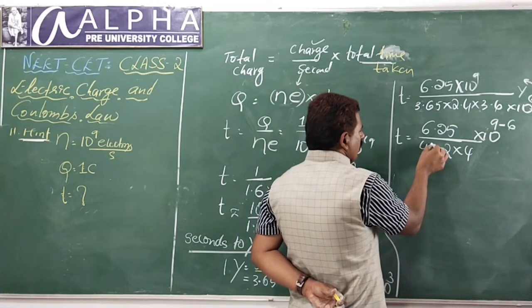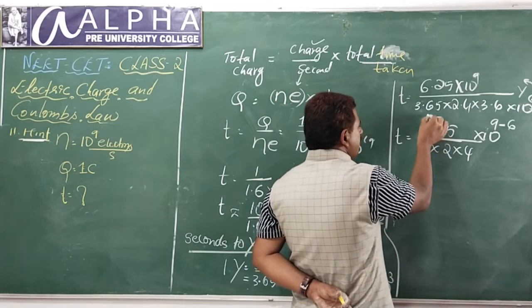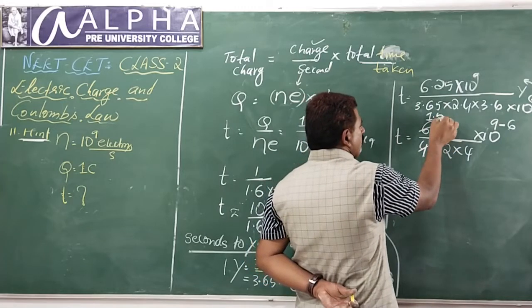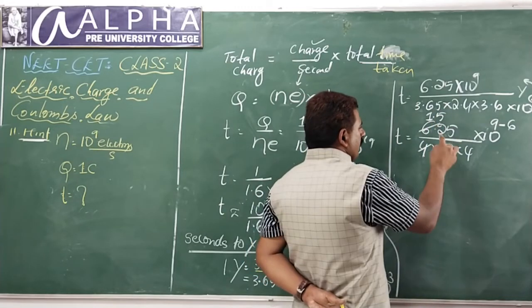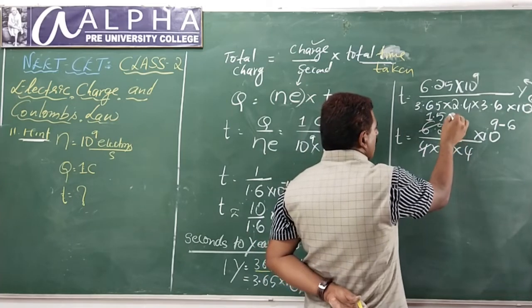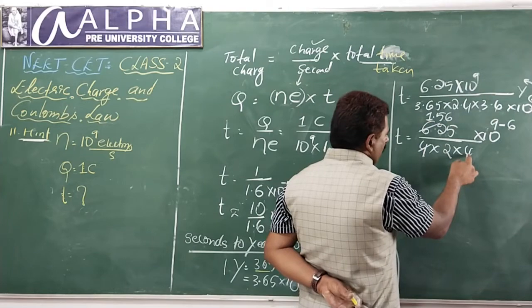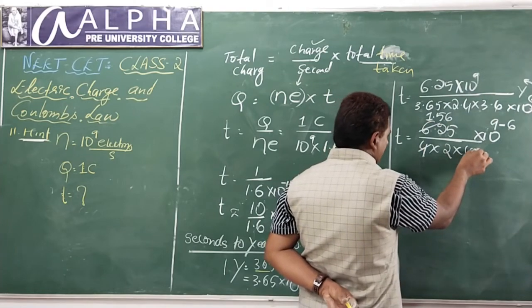How? See, 4 ones are 4, right? Point. 2 remains, 22. 4 5s are 20. Again 2 remains, 25. 4 zigzag. It comes around 1.56, right? And with 4 can I try? Yes. Again I will try with 4.